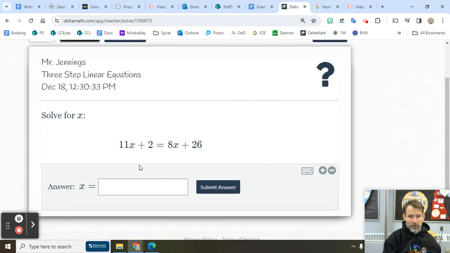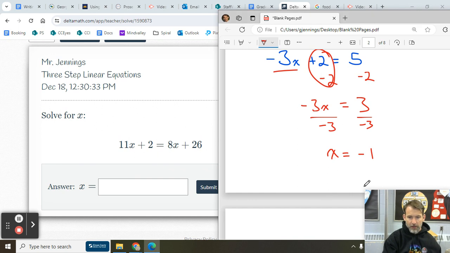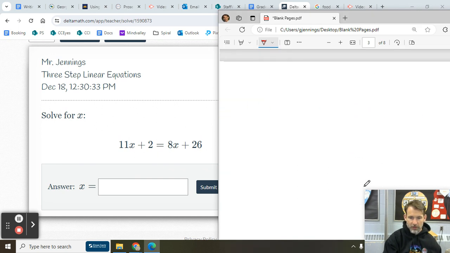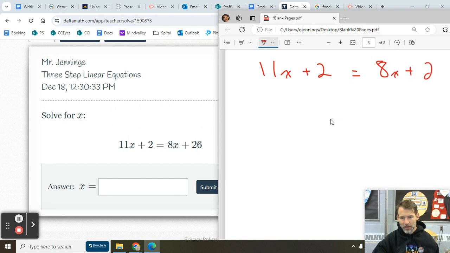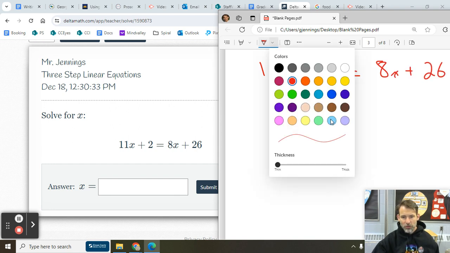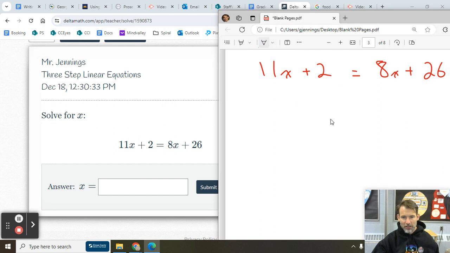Let's look at another one. Solve for x. Okay. Guess what the first step is? Find a blank piece of paper. The second step is copy it out. 11x plus 2 equals 8x plus 26. We can choose to send our x's and numbers at the same time. I'm going to subtract 2 from both sides, and I'm going to subtract 8x from both sides.